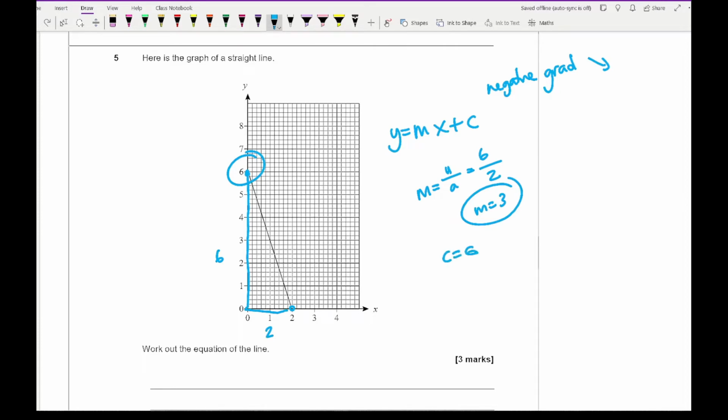So then the equation of the line is going to be y equals 6 minus 3x, let me just write that properly.